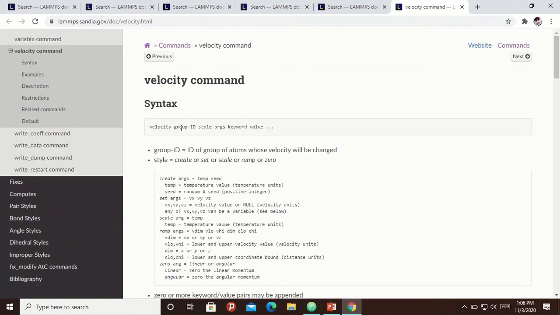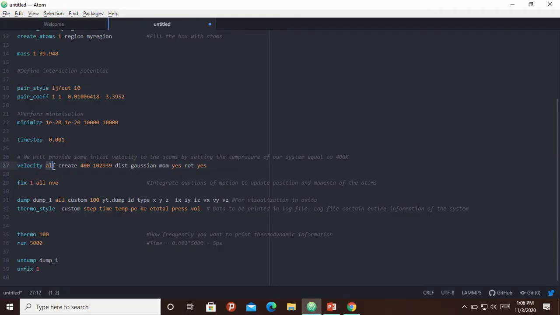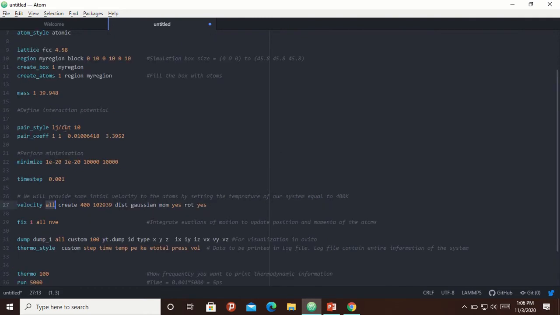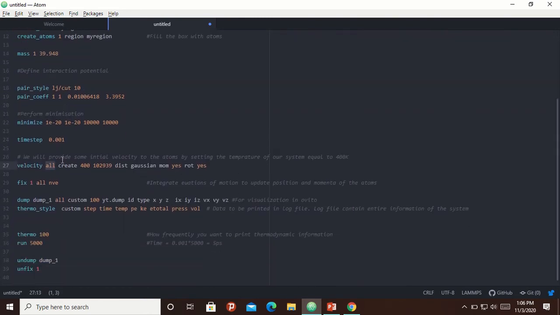Okay, so this is velocity and this is the group ID. So what is the ID of my group? In this case I have not defined any group in my input script, so I will write all here. So all means it will take all the atoms in the simulation box. If I have different types of atoms, say argon, krypton, and I want to provide the velocity for some specific type of atoms, then I will create a group for different types of atoms. But here I have only one type of atom, so I will write all here.